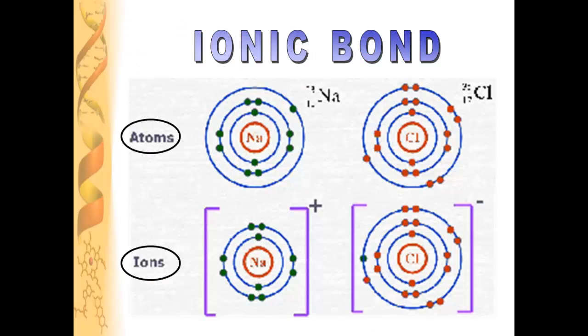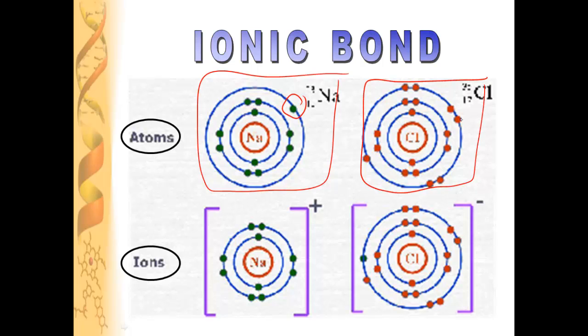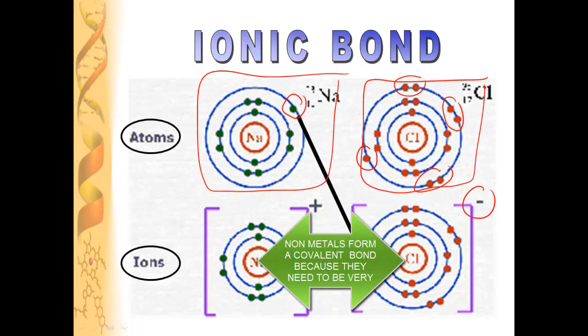So here's an ionic bond again. When sodium is by itself, it is an atom. You see this particular atom has one valence electron. Chlorine, as an atom, has 7 valence electrons: 2, 4, 6, and 7. It needs one more to be happy. So sodium gives its electron to chlorine. Chlorine becomes a charged ion, sodium becomes a charged ion, and then they form that bond.